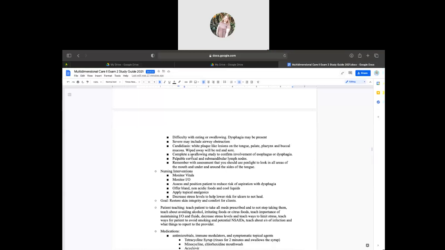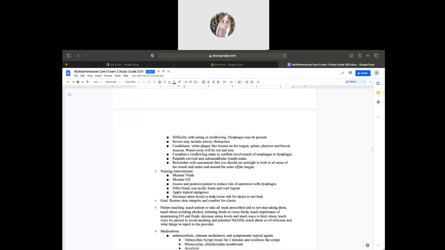Remember, you want to make sure you complete a swallowing study to confirm involvement of the esophagus, or if there's dysphagia occurring. Remember to use your pen light to look in all areas of the mouth. You want to pull out the tongue and have the person say, ah. You want to look all the way in the back of the mouth, all the way in the sides of the mouth. You want to look under the lip, above the lip, around the cheeks, under the tongue, all the way in the mouth, because oftentimes you can have these sores hiding anywhere in the mouth, and to be able to do that, we need to treat it effectively.